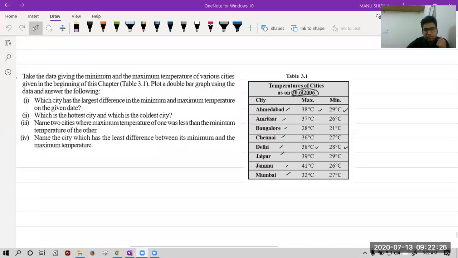Sir, if there is like 10 and 100, can we use king in between? No need, beta. Don't use in between. Vivan: Sir, please discuss question 5, exercise 3.3. Okay, beta, I will discuss.